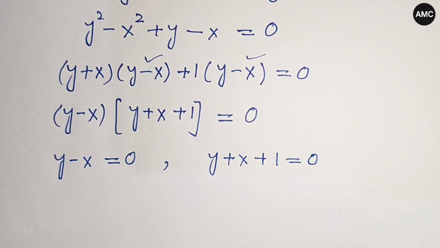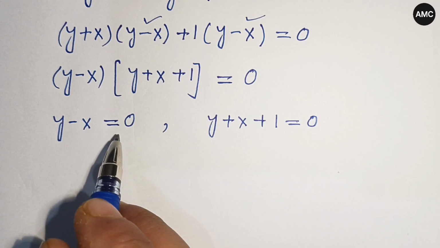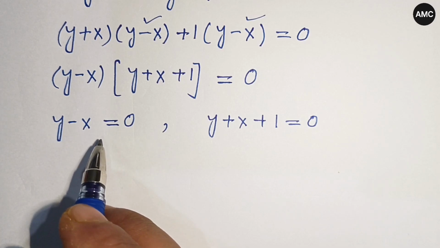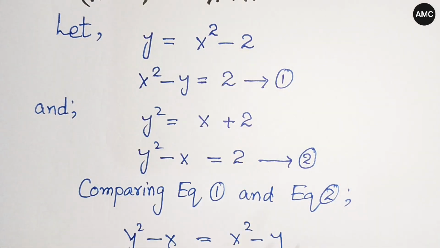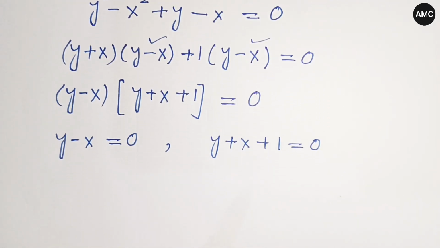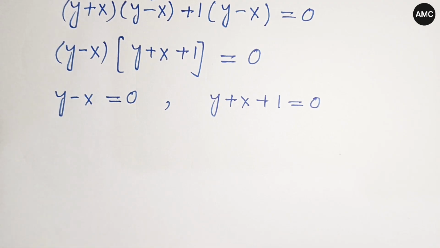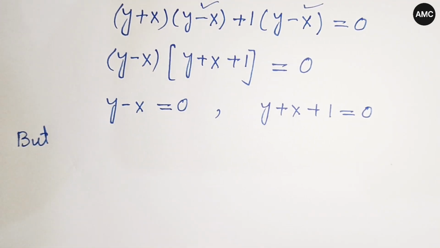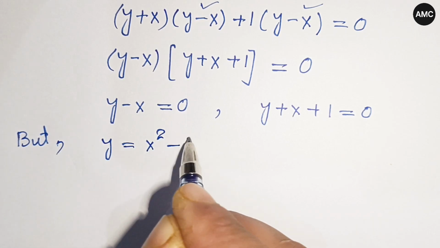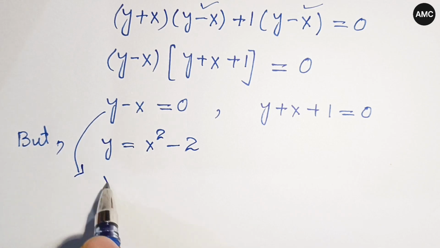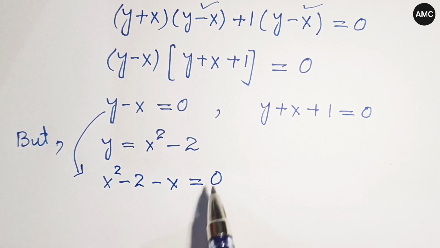Now here it is our first case, y minus x is equal to 0, but we have just supposed that y is equal to x squared minus 2. So putting this value of y here, we get x squared minus 2, and it is minus x, which is equal to 0.